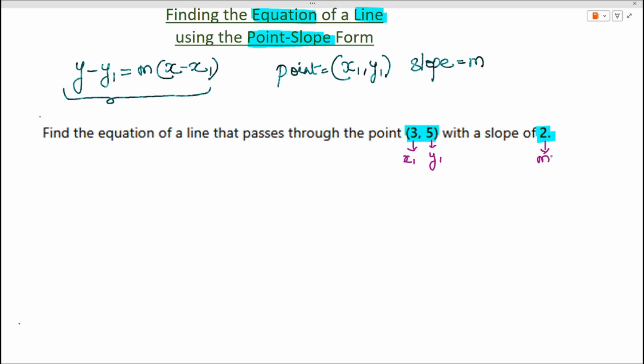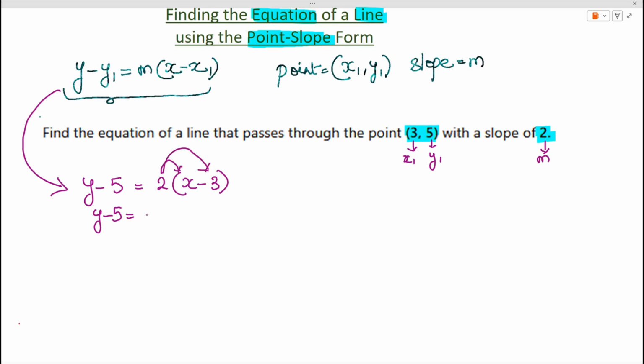Now let us put these three values in the point slope form. So now this equation changes to y minus y1, which is 5, is equal to m, which is 2, times x minus x1, which is 3. Let us now just simplify it. So we have y minus 5 is equal to, using the distributive property over here, 2 times x is 2x, and subtract 3 times 2 is 6.